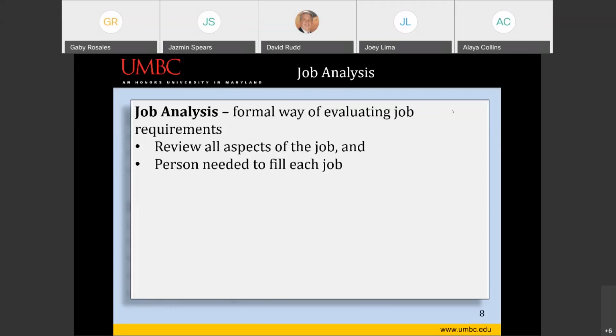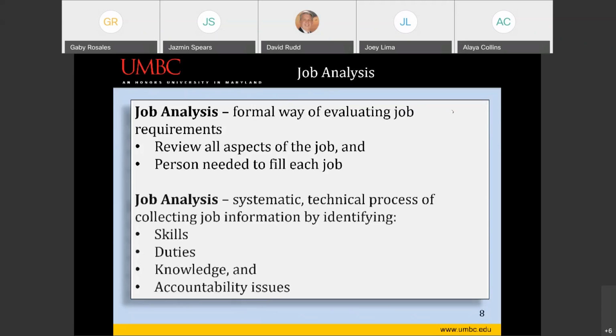Second is the person needed to fill the job. Now, this doesn't mean a specific person by name in the organization. It's what type of employee, what qualifications or skills are needed, and so forth. And job analysis is very systematic, and actually we're going to look at a performance support tool a little bit later to help guide you through if you ever have to do one. During this process, the specific job skills, the duties, the knowledge, who they're accountable to, who's accountable to them. So as you can see in the job analysis, all aspects of the job need to be reviewed.